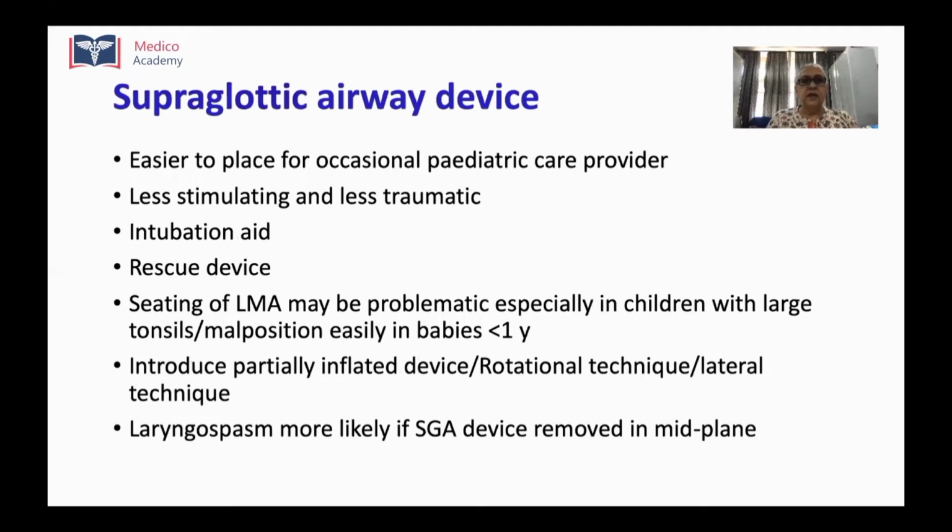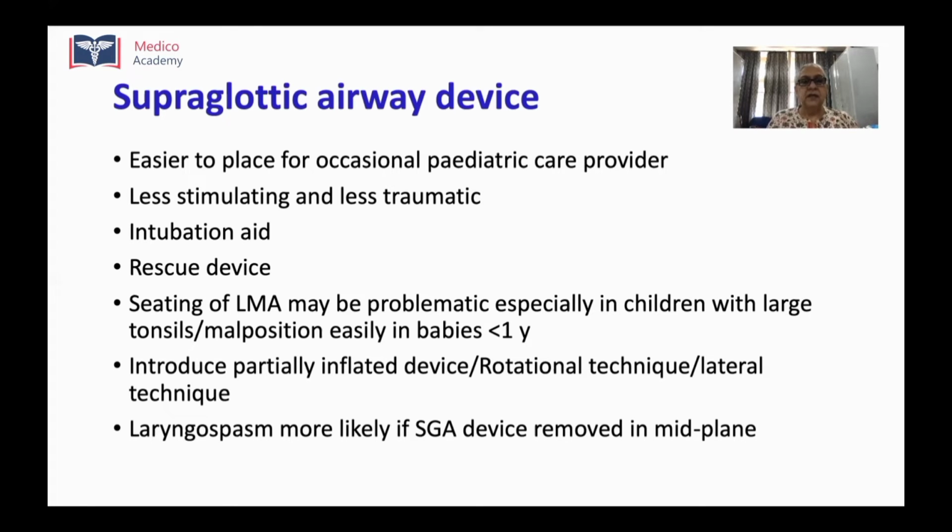The supraglottic airway devices are easier to place for an occasional pediatric care provider. It is less stimulating and less traumatic. It can be used as an intubation aid as well as a rescue device. However, one should keep in mind that the seating of LMA may be problematic, especially in children who have large tonsils, and they easily malposition in babies who are less than 1 year of age.